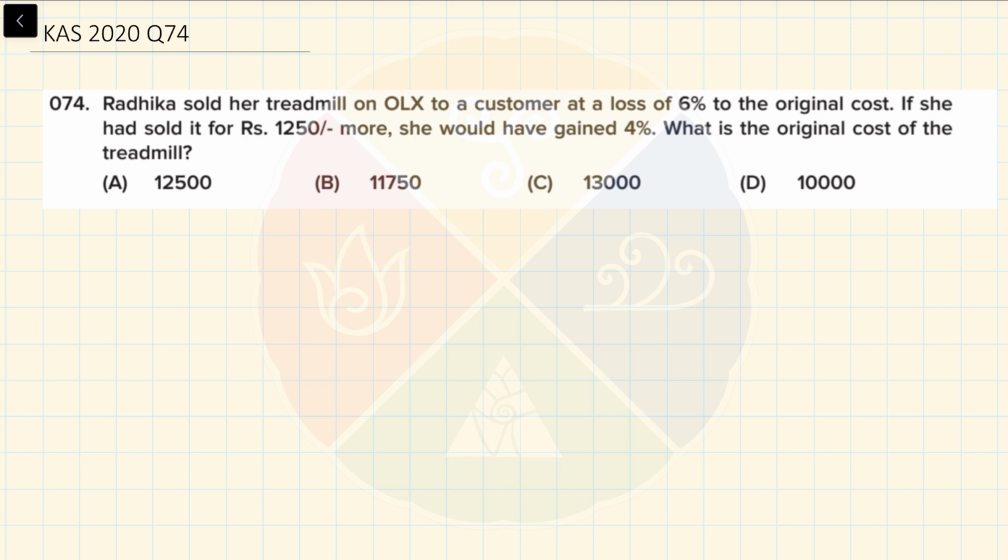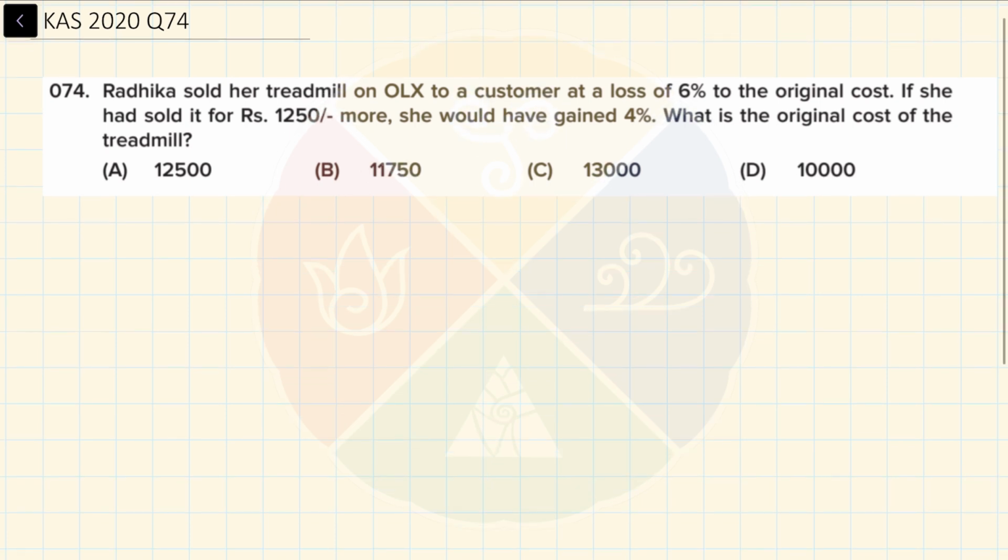Now I'm going to give you the answer. Let's see. Radhika sold her treadmills on all legs to a customer at a loss of 6% in the original cost. Okay, fine. If she had sold it for 1250 rupees more, she would have gained 4%. She would have got a profit. What is the original cost of the treadmill?